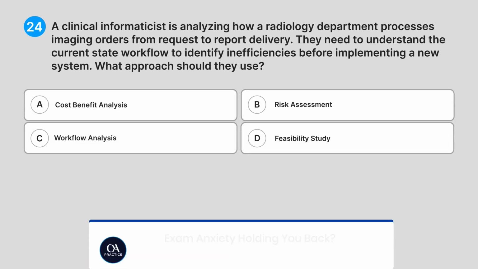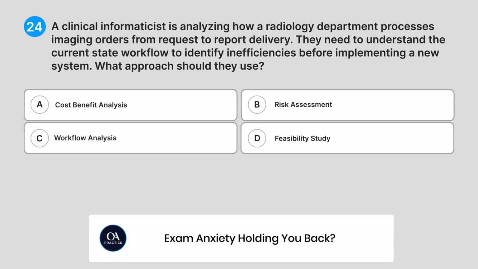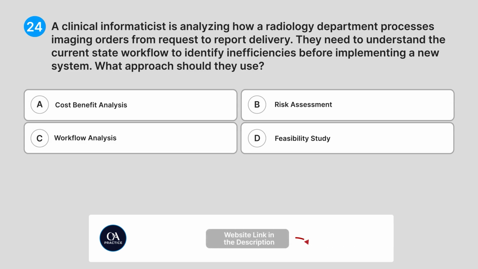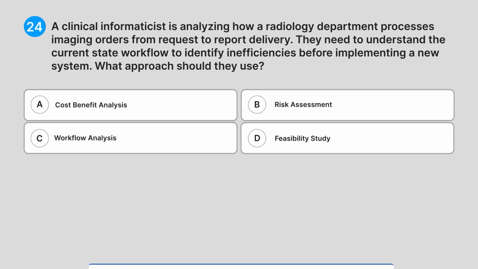24. A clinical informaticist is analysing how a radiology department processes imaging orders from request to report delivery. They need to understand the current state workflow to identify inefficiencies before implementing a new system. What approach should they use? A. Cost-benefit analysis. B. Risk assessment. C. Workflow analysis. D. Feasibility study.